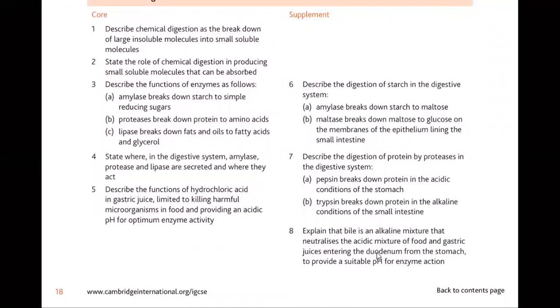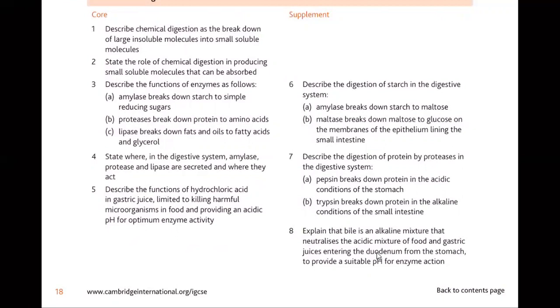Describe the function of hydrochloric acid. Hydrochloric acid in gastric juice kills harmful organisms in food and provides an acid pH for the enzyme activity. We've done that. Describe the digestion of starch in the digestive system. Amylase breaks down starch into maltose. Maltase breaks down maltose into glucose in the membranes of the lining. So we've done that. Describe the digestion of proteins. Pepsin breaks down protein in acidic conditions. Trypsin breaks down protein in the alkaline condition of the small intestine.